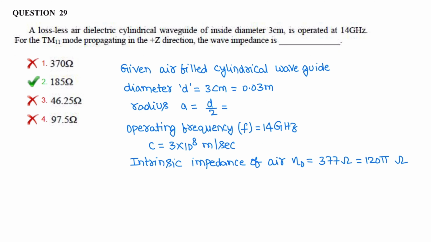Next question. A lossless air-filled dielectric cylindrical waveguide of inside diameter of 3 cm is operated at 14 GHz for TM11 mode propagating in plus z direction. The wave impedance is. So in the given question, the data given is air-filled cylindrical waveguide of diameter d is 3 cm. So now the radius is half of the diameter, that is 0.03 by 2 meters, that is 0.015.